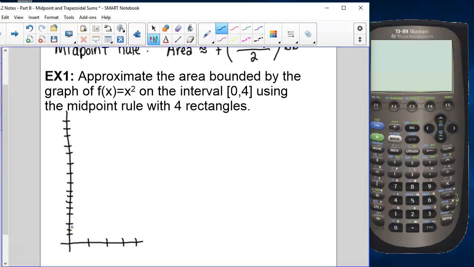But if we're graphing x squared, then 0 squared is 0, 1 squared is 1, 2 squared is 4, 3 squared would be 9, and then 4 squared would be 16.